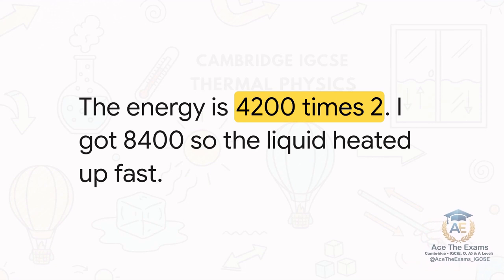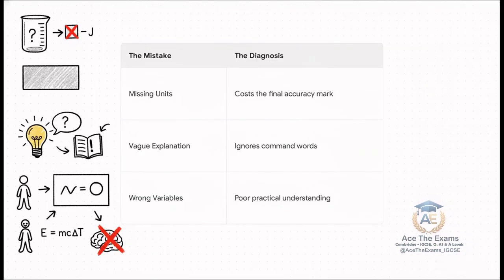I mean, it looks like they tried to use the specific heat capacity formula, right? They substituted some numbers, but structurally, this is an absolute mess. What's missing here? What's too vague? What is fundamentally broken about how this is presented? Let's run the autopsy on this.